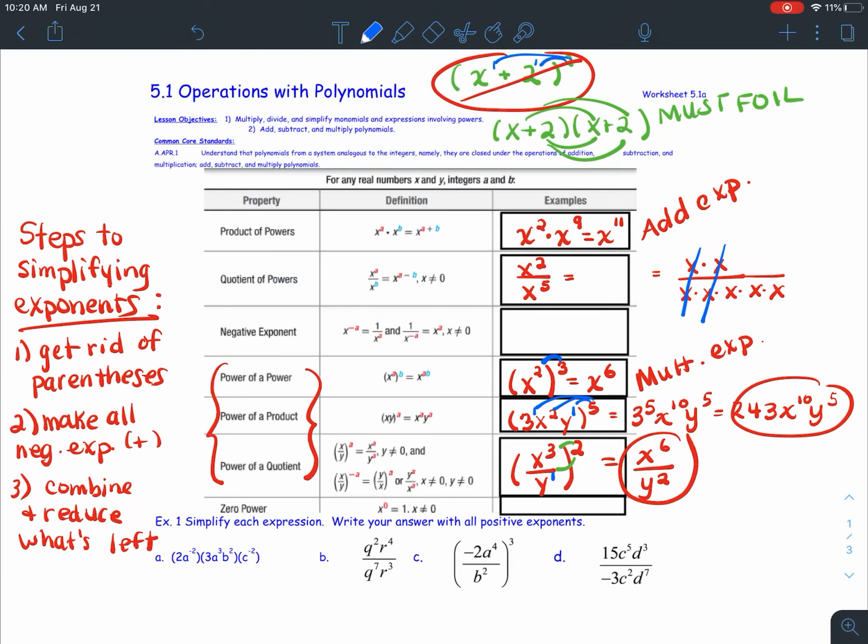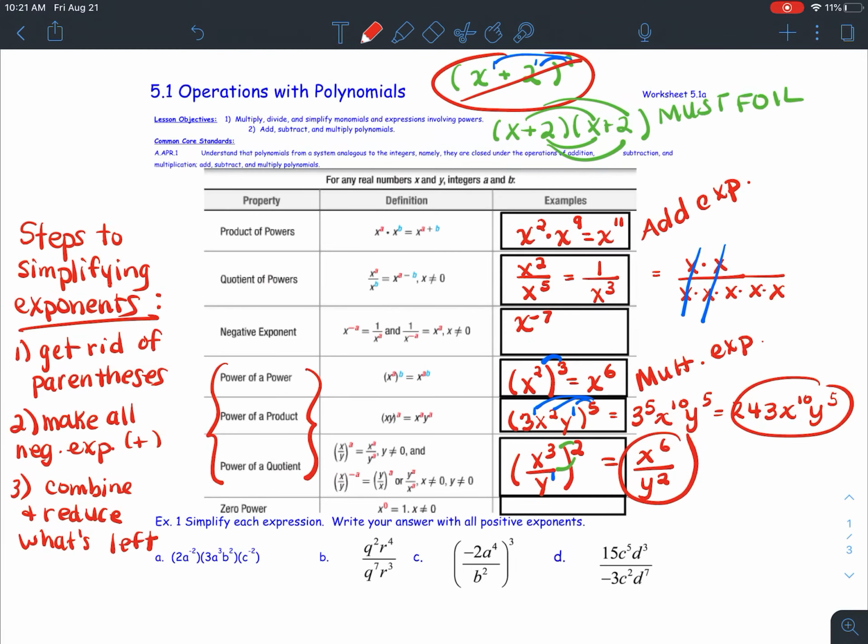And so if you picture canceling out pairs of x's from the numerator and denominator, you'll notice you're going to have 3 extra x's left in the denominator, and you won't have any left in the numerator, so you're just going to put a 1 as a placeholder in the numerator, leaving you with x cubed in the denominator. Okay? All right, and then negative exponents.